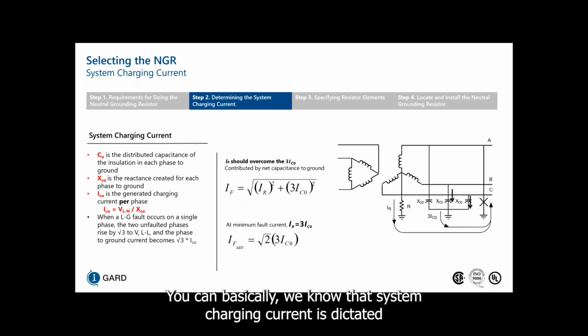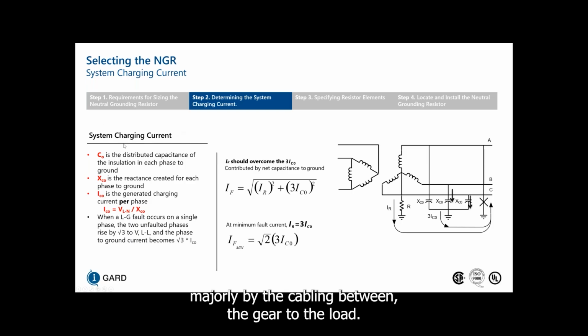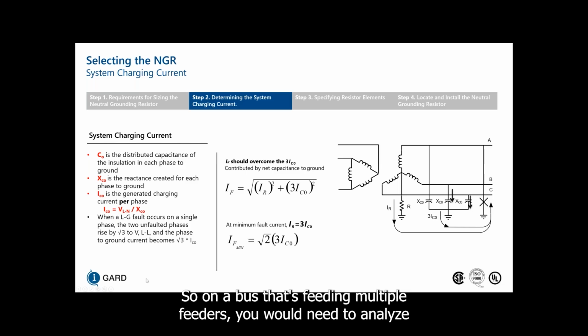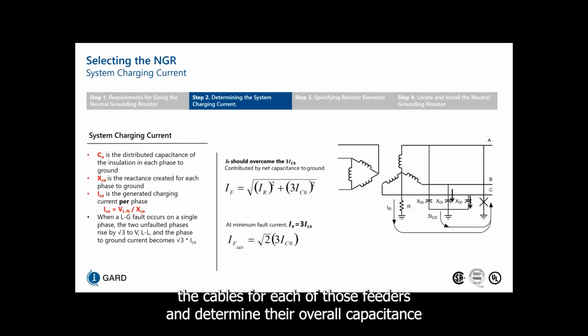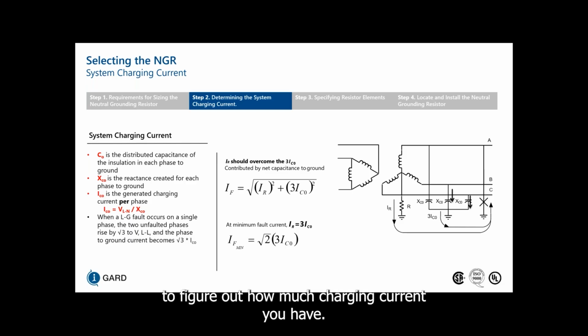We know that system charging current is dictated majorly by the cabling between the gear and the loads. So on a bus that's feeding multiple feeders, you would need to analyze the cables for each of those feeders and determine their overall capacitance to figure out how much charging current you have.